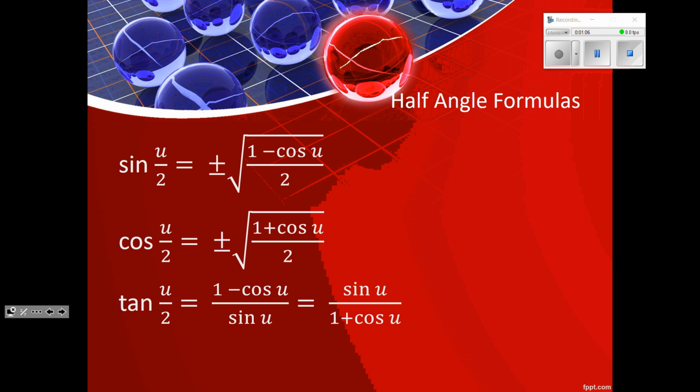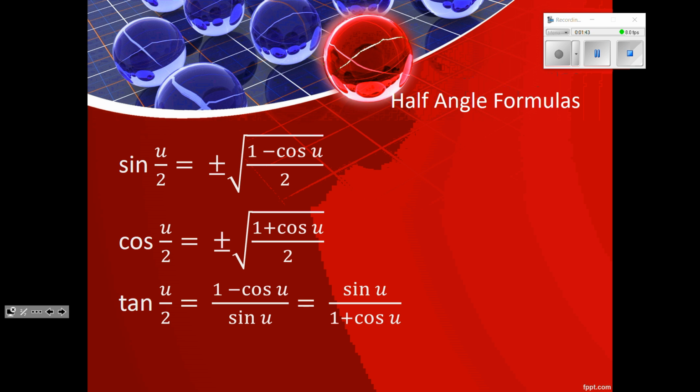So the sine of u divided by 2, okay, so if I want the sine of 15, it's not 15 divided by 2. 15 is not the u. What divided by 2 would be 15? 30. So it would be the sine of 30. So u would become 30. So when you plugged it in to this formula, it would be plus or minus the square root of 1 minus the cosine of 30 divided by 2, okay? And that's how we would figure that out.